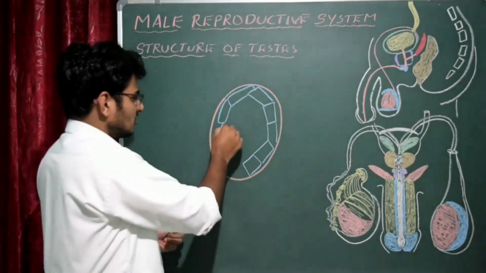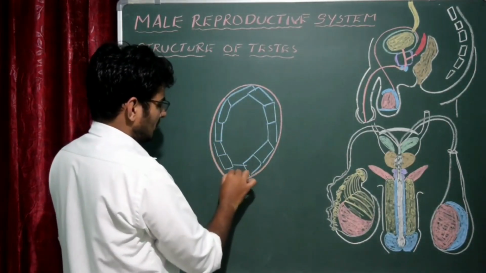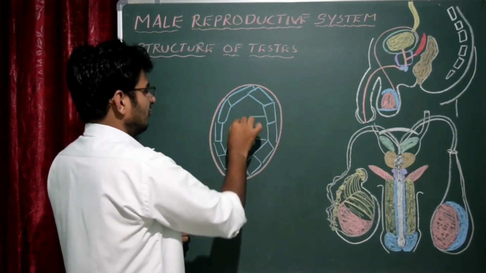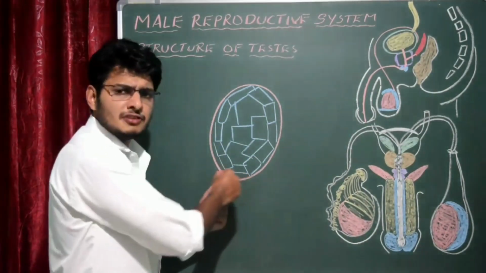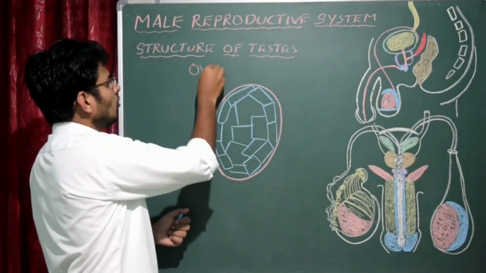First I'll just finish the diagram. So there will be so many compartments like this, around 250 compartments like this. Let us see the size of the testis. Normally, the shape will be oval. I'll write here, it is oval shaped.